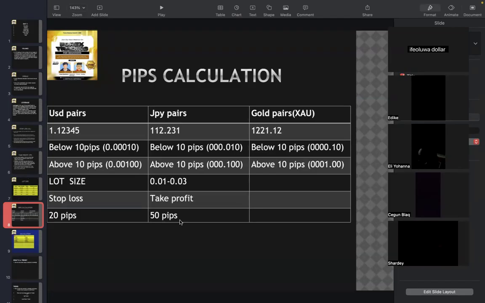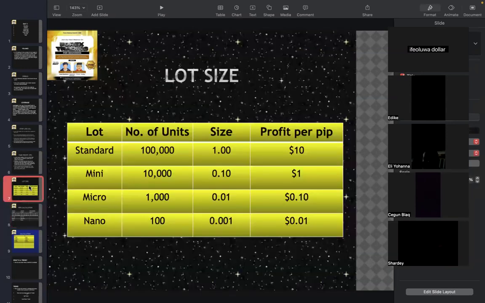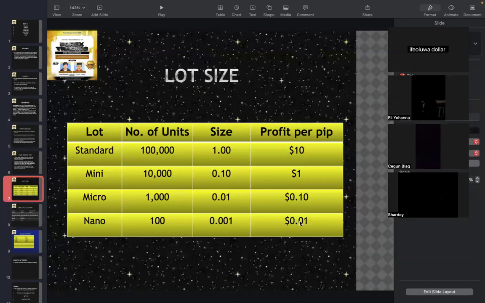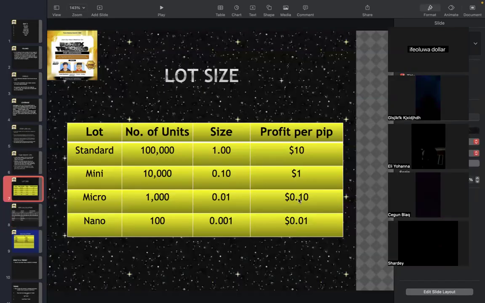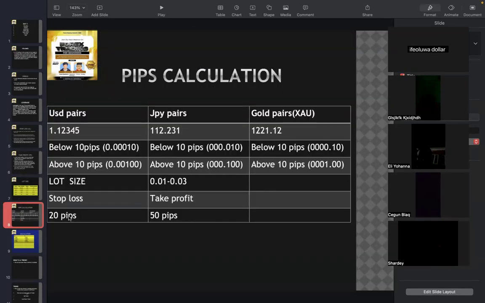Let me give you a short example. I deposit $100 and I use 0.01. Let me say I use 0.10. Let me calculate: if I want to lose, I want to lose 20% of my account, which is $20. And if I want to make profit, I will have to make like $50. My stop loss will be small, while my take profit will be big. That's the difference. Your take profit has to be 50 pips, while your stop loss has to be 20 pips.